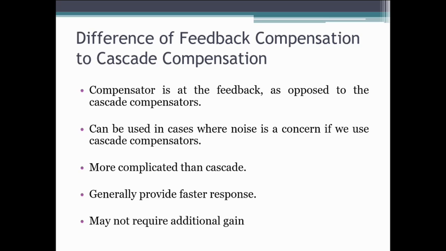Since it may not require another amplification, and there are lots of examples for this, but the given example in the book is that of the tachometer. It generally provides a faster response, so it may not require an additional gain. So here are the differences of feedback compensation from cascade compensation.